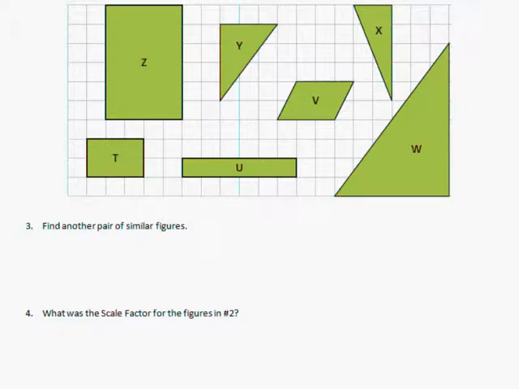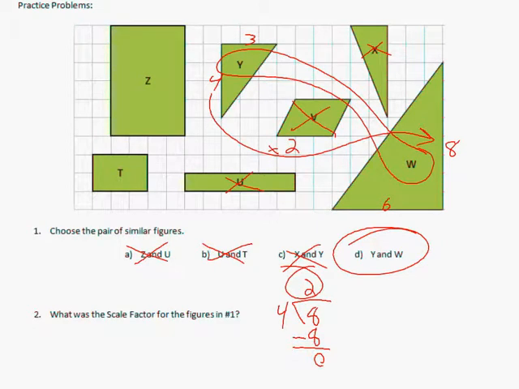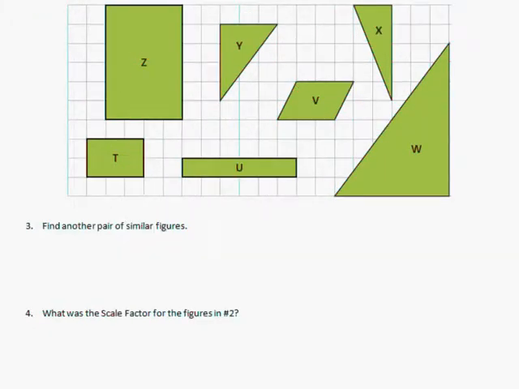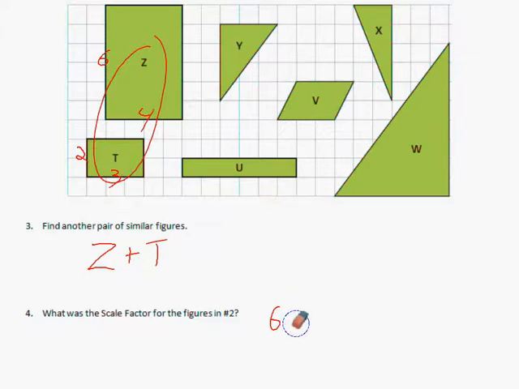All right. Find another pair of similar figures. Well, the only ones left are Z and T. So Z and T. What was the scale factor for the figures in number 2? Well, this is 2 tall by 3 wide, 4 wide by 1, 2, 3, 4, 5, 6 tall. Corresponding sides, I'm going to pick the longest side, so 6 divided by 3. So 6 in the box, 3 outside the box. 3 goes into 6 twice, which is 6. Subtract, you get 0, 2.